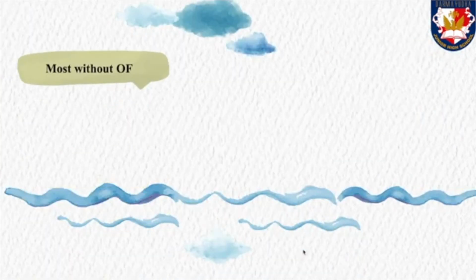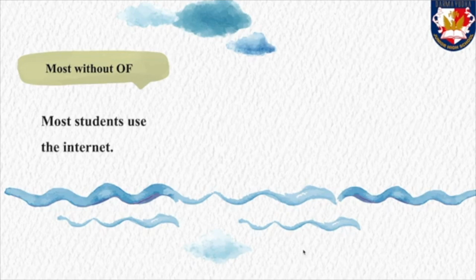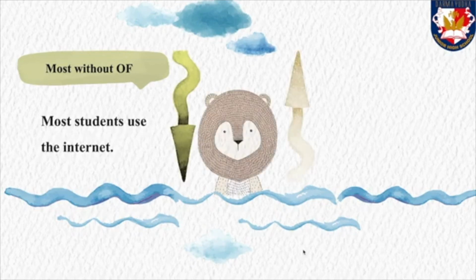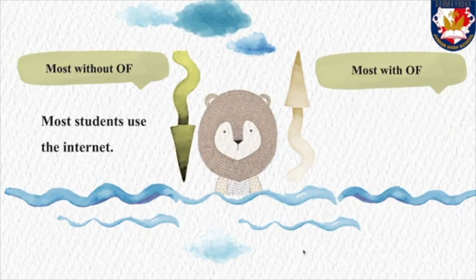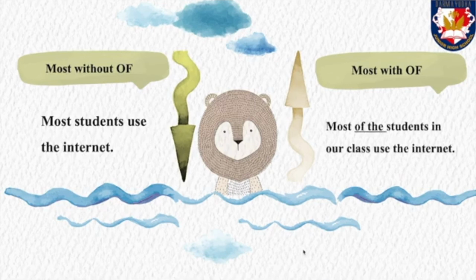The third one, most without of. So it means that when you see the word most, you may not use of after it. The sentence: most students use the internet. And most with of. It means that you have to put of after the most. You can see the sentence. Most of the students in our class use the internet.